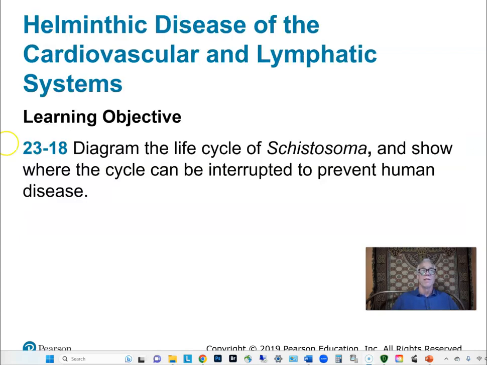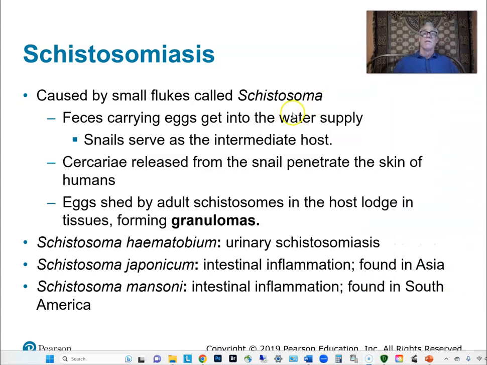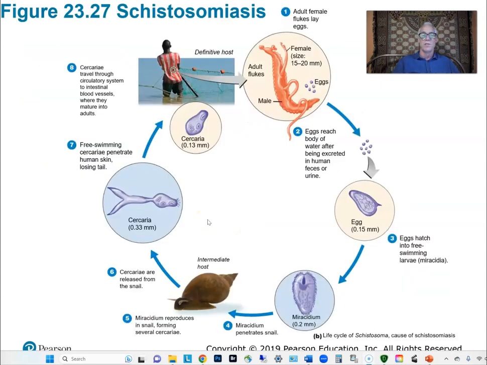All right, a couple of helminthic diseases. Schistosomiasis. There's a fluke called a schistosome, and it's transmitted in the water. The swimming form, part of the life cycle, gets into the human skin. We'll take a look at that in a minute. There's a couple of different forms. The eggs are shed by adult schistosomes that live in the blood vessels around the digestive tract and lodge in the tissues, and cyst in the tissues.